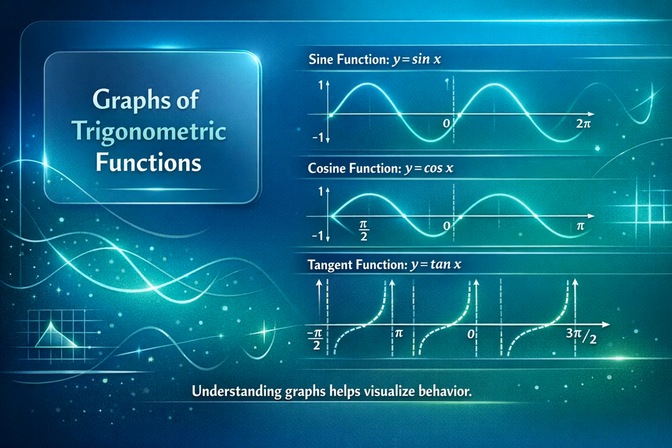Understanding the graphs of trigonometric functions is crucial. The sine graph is a wave oscillating between -1 and 1, completing one cycle every 2 pi. Cosine looks similar but starts at 1 instead of 0. The tangent graph is unbounded with vertical asymptotes at pi over 2, 3 pi over 2, and so on.